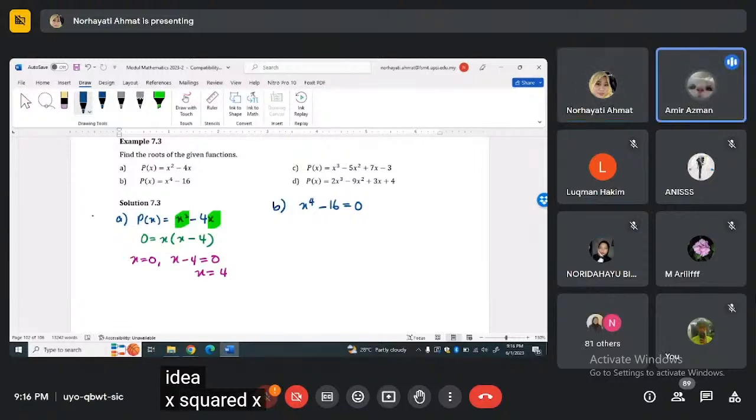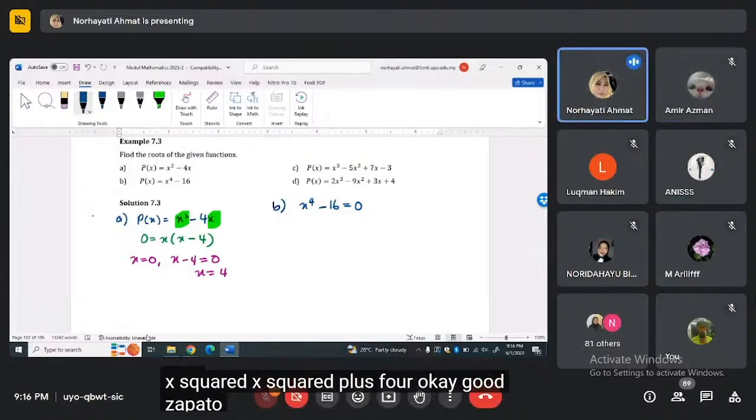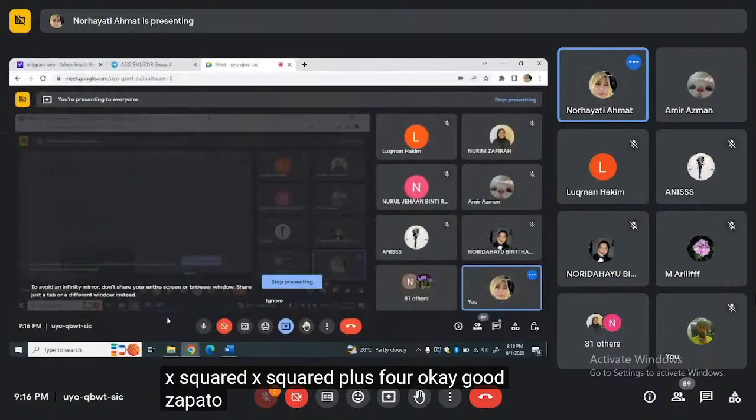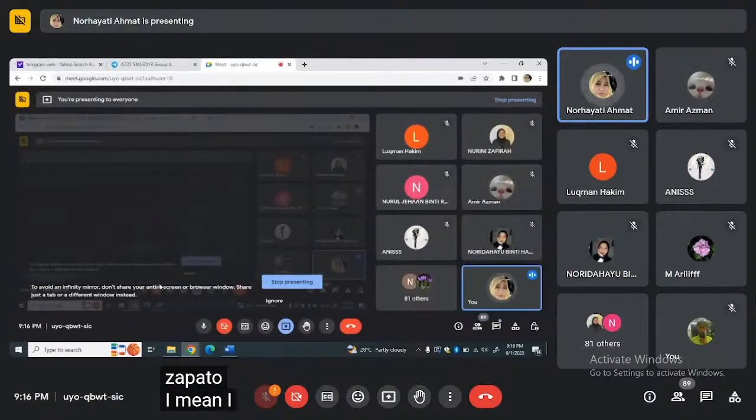X square tolak 4, x square plus 4. Okay, good. Siapa tu? Amir. Okay, bagus Amir. So Amir kata kita kena factorize sebab nampak dekat sini.